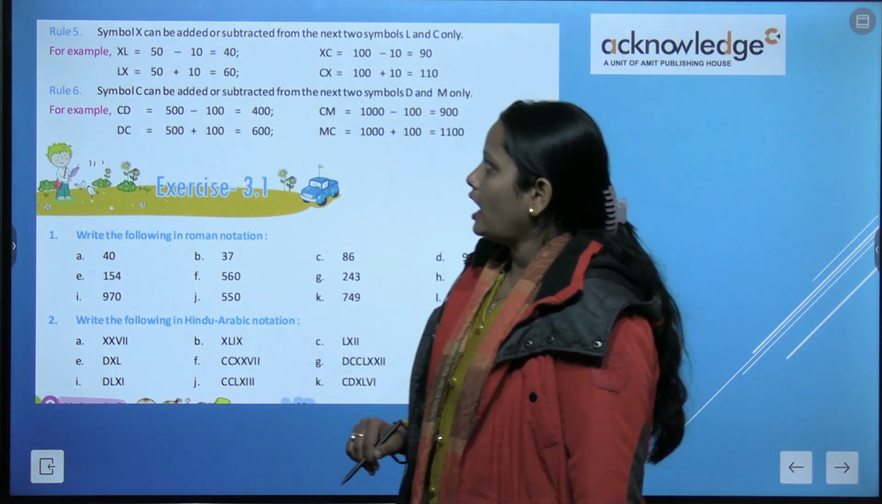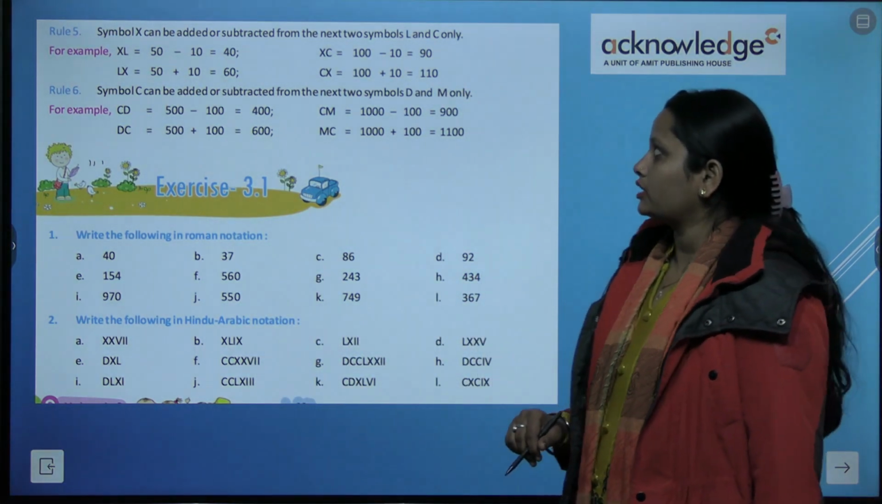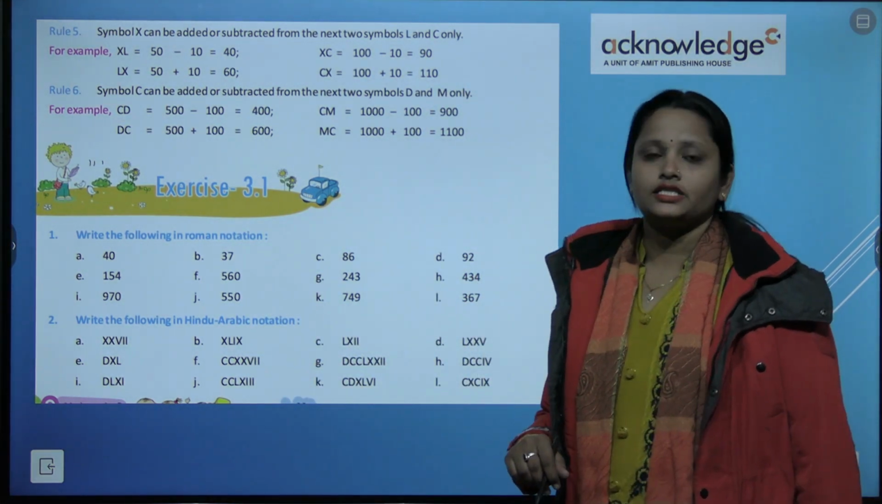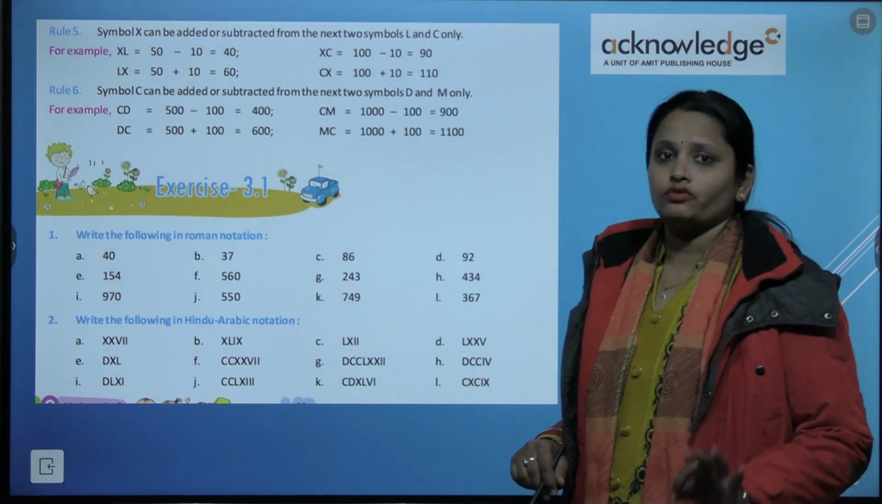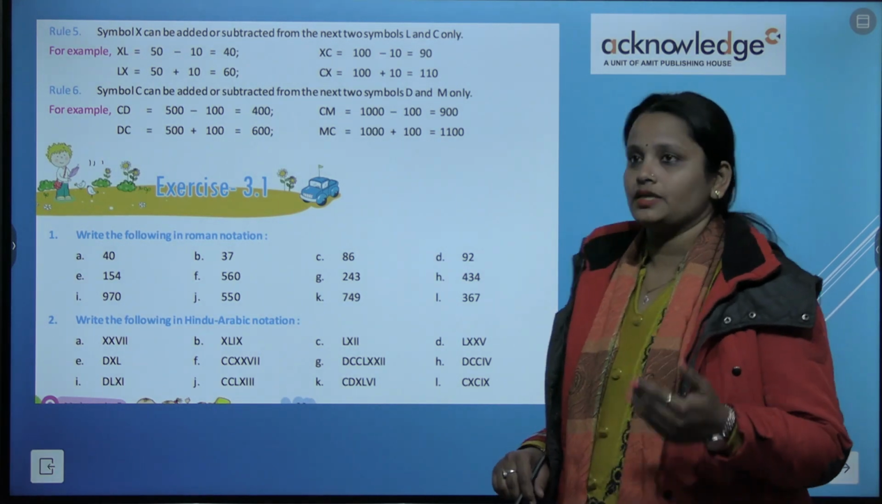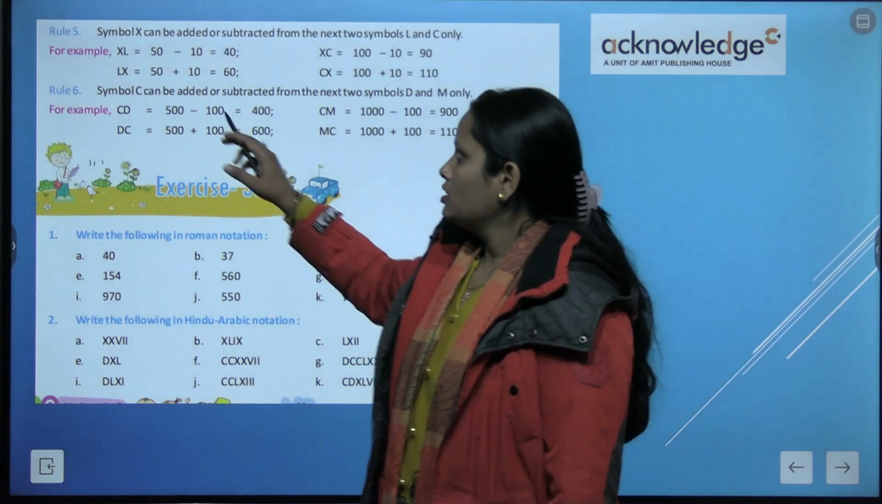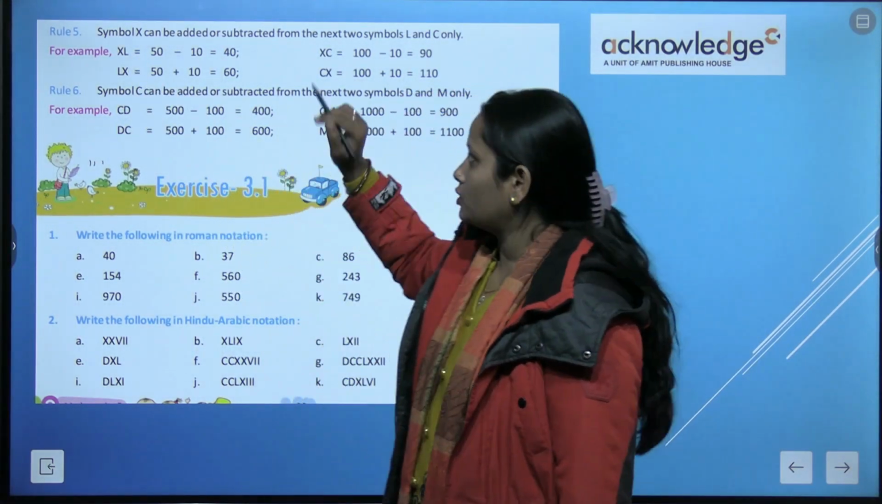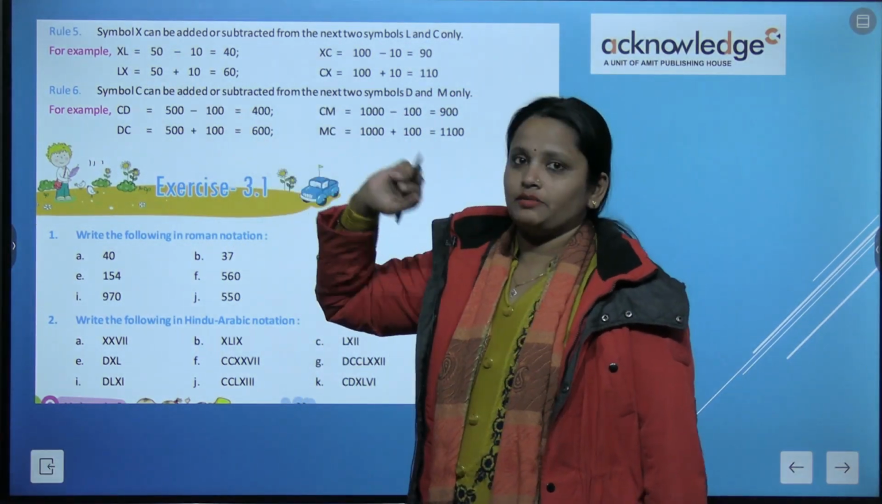Now rule number 5. Symbol X can be added or subtracted from the next two symbols L and C only. X को हम सिर्फ L और C से ही सब्ट्रैक्ट कर सकते हैं. So L में से हमने X को सब्ट्रैक्ट किया तो बन गया 40. XL means 40.